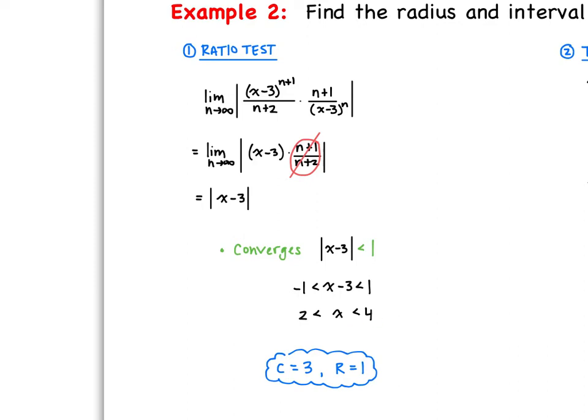Okay, so our center, what's the center point? Well, our center is when c is 3, or x is 3. Our radius is going to be 1. Okay, so now I want you to pause the video again, and I want you to test those endpoints for convergence or divergence. So give yourself a little bit of time, try it, and then come back.